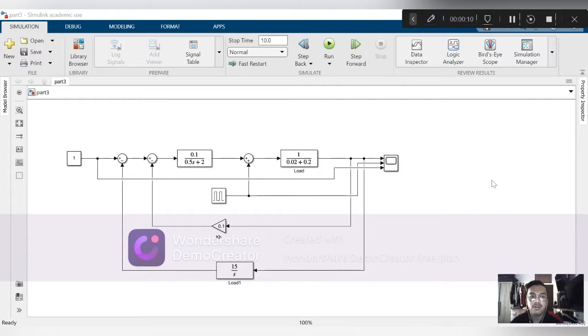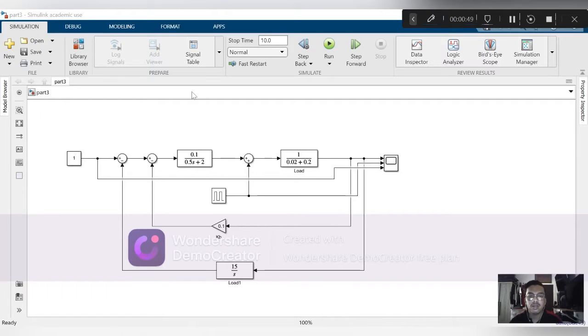For this experiment, my part is question 3.2. These are the block diagram that I got for part 3.2. We have the load, transfer function, load, and then scope, just like the previous one, just upgraded for this part.